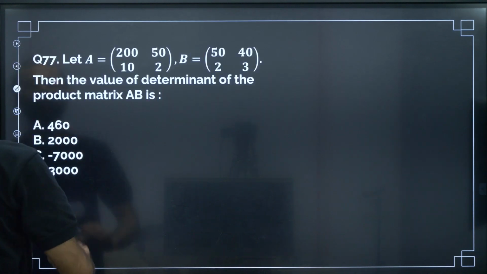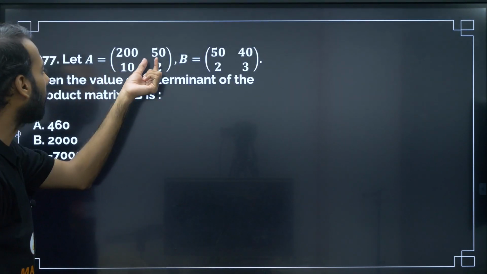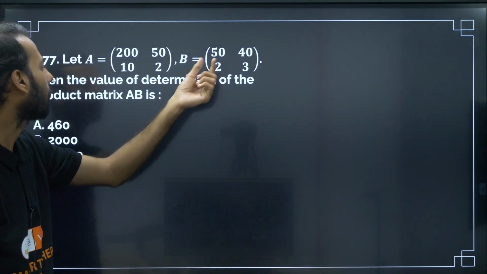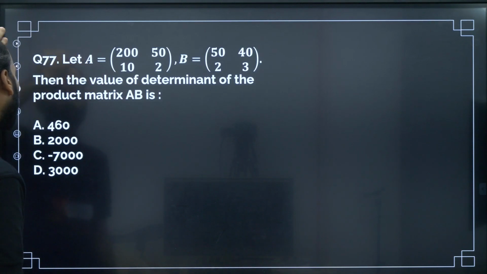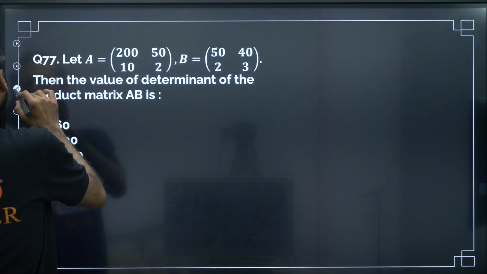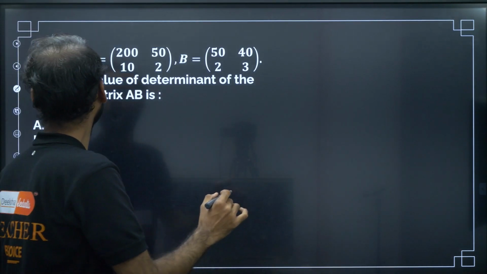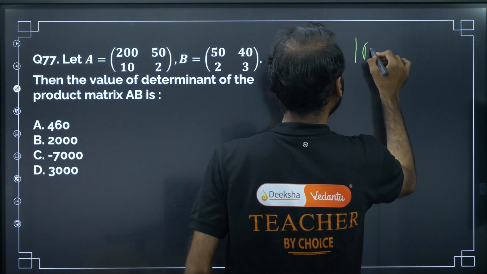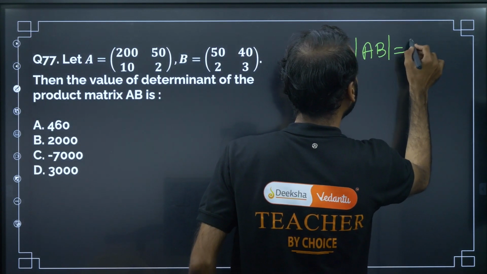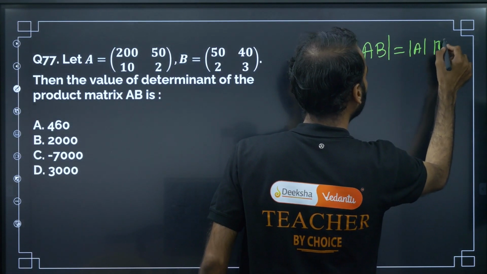Moving on to next question. A is equal to 20, 50, 10, 2, B is equal to 50, 40, 2, 3. Then the value of determinant of the product matrix AB is. So try to recall one synopsis point. The value of determinant AB. Determinant AB is equal to det A, det B.